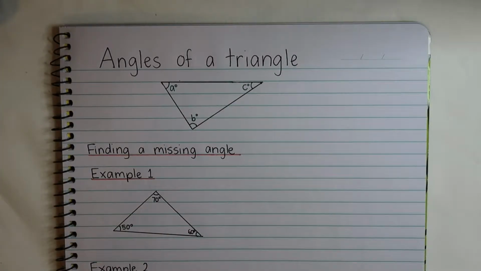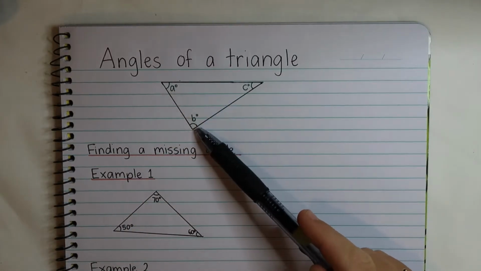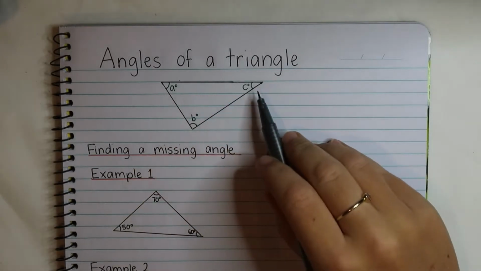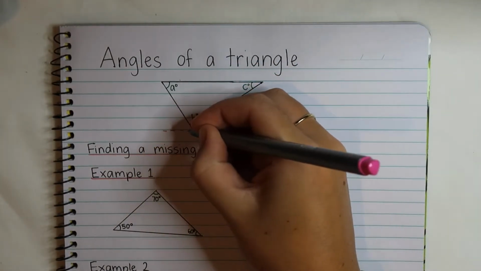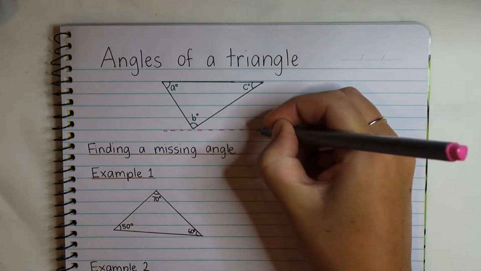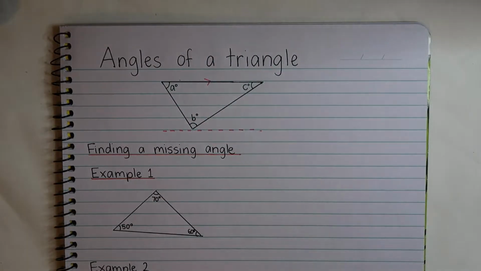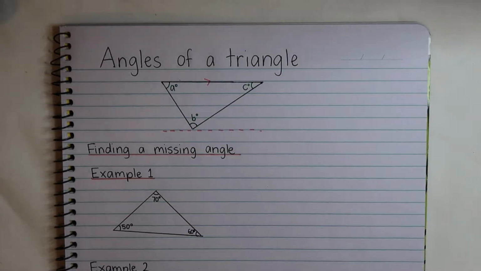This lesson is focusing on angles of a triangle. Here we have a triangle with angles A, B, and C. Now, if we draw a parallel line to this line here, down here, so we're drawing a parallel line. So you can see that's parallel to this line up here. We can start to see that A, B, and C will make a straight angle.